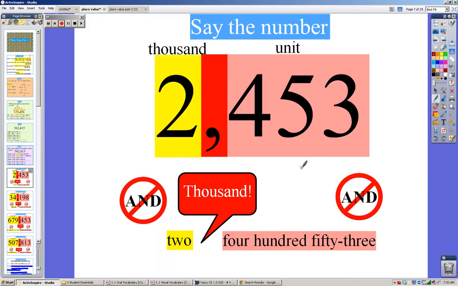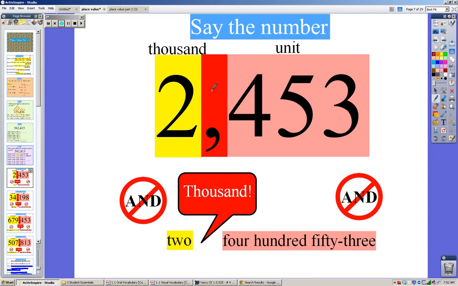Now, a lot of students, especially the students that have grown up in southern Utah, get into a habit. I had this habit for many years where we say "and" a lot. So, for example, they would say 2,453. Well, those "ands" aren't there. "And" means a decimal point, which we'll talk about at the end of the year.